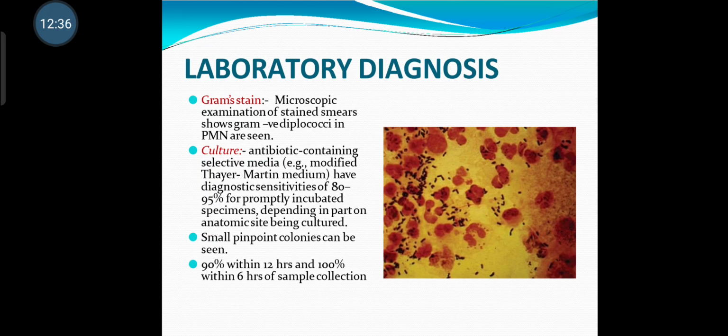Coming on to the diagnostic process. Gram stain is used to stain the smears. Microscopic examination of the stained smear shows gram negative diplococci in polymorphonuclear leukocytes. Culture: antibiotic containing selective media, that is Thayer-Martin media, is used, with diagnostic sensitivities of 80 to 95% of the specimens. Small pinpoint colonies can be seen, 90% within 12 hours and 100% within 6 hours of sample collection.